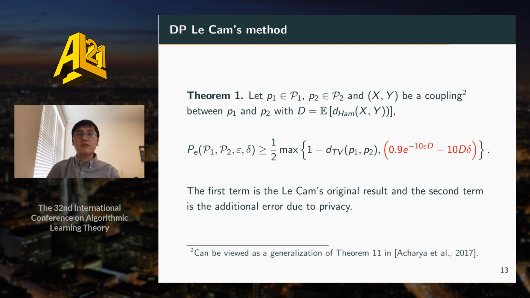The first tool is the DP Le Cam method, which can work for both approximate DP and pure DP. However, it can only apply in binary testing problems. Let P1 be from capital P1 and P2 from capital P2, and (X, Y) is a coupling with the expected Hamming distance bounded by d. Then we can show that the private classification error can be lower bounded by the maximum of two terms, where the first term is just one minus the total variation distance between P1 and P2, which comes from the non-private Le Cam method. The more interesting result is the second term, which is connected with d, epsilon, and delta. This is the error incurred due to privacy. It can be shown that when d is very large, the error incurred by the privacy is very small.